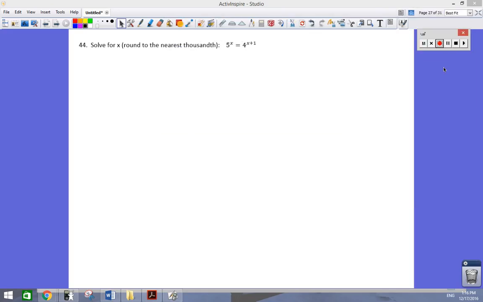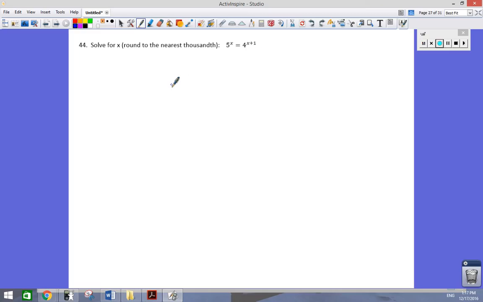Let's take a look at problem 44. We have an exponential equation. However, we can't write them with the same base, so we just have to use properties of logarithms and specifically the power rule to solve this. Since it wants us to round our final answer, we want to either use natural log or common log because on scientific calculators, that's the button.